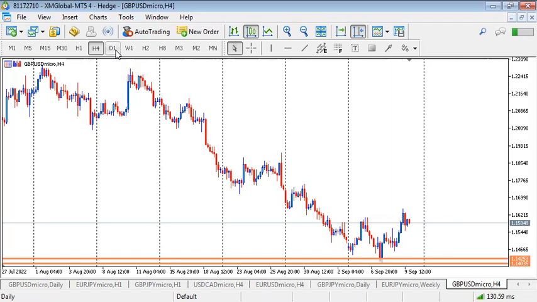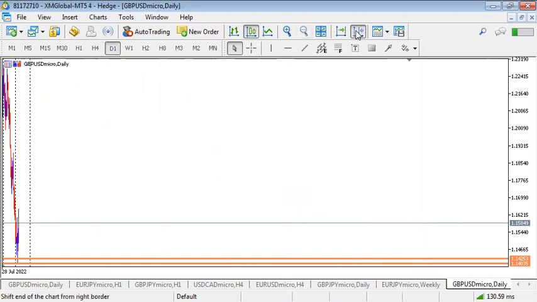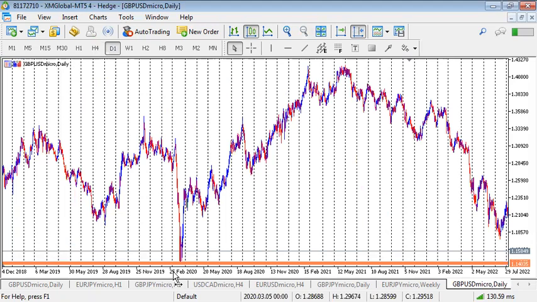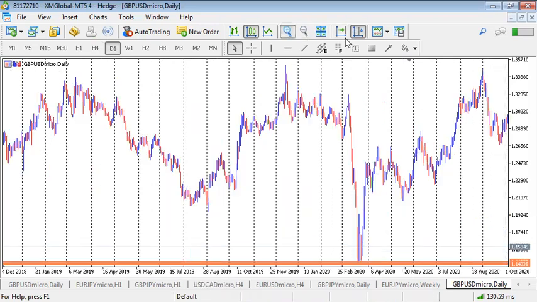demand area. So we'll go to the daily, we minimize our charts, and then we can see clearly here that on the 25th of February 2020, price reacted to that same region. We have a drop base rally demand zone. So this confirms this zone as a valid demand zone.